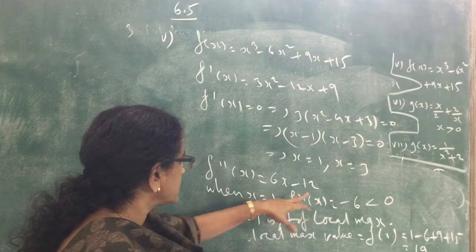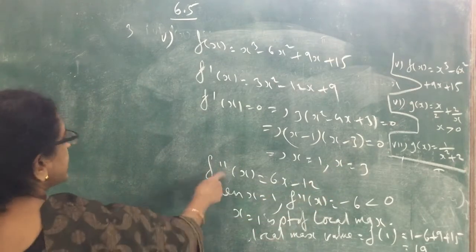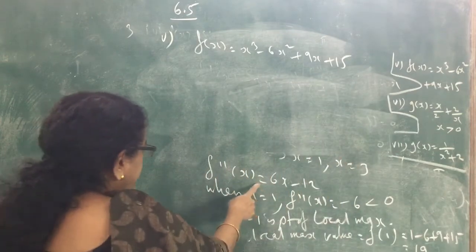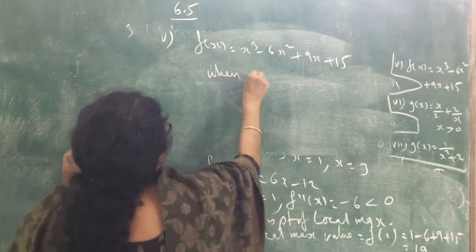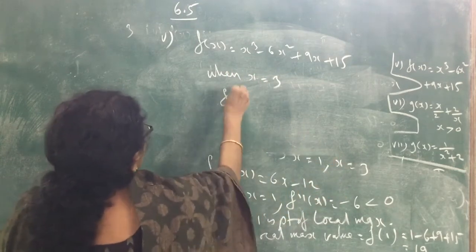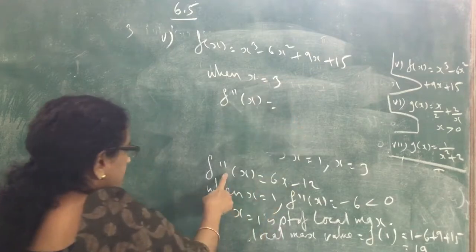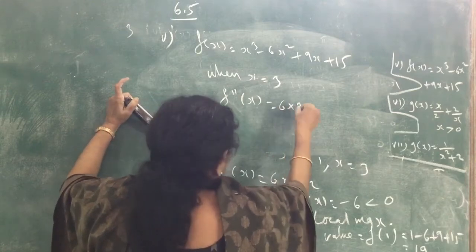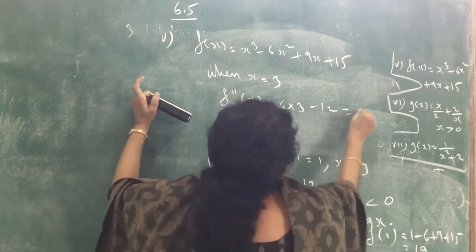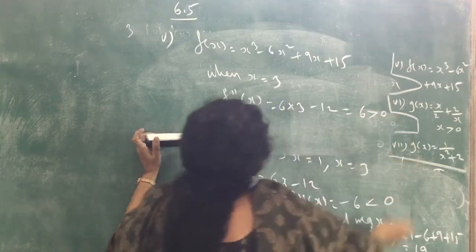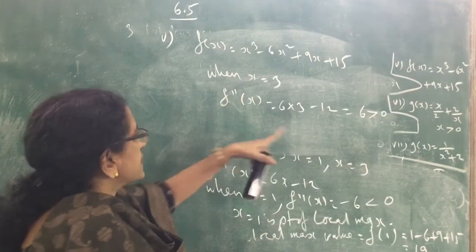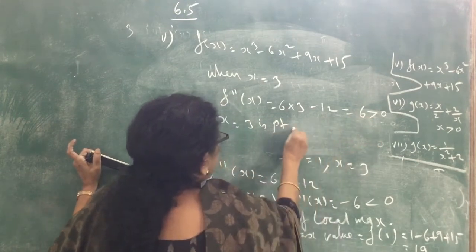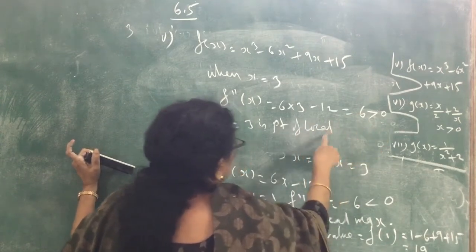Now similarly, we can check the next point, x equal to 3. In the second derivative, substitute x equal to 3. So 6 into 3, 18 minus 12, 6, which is greater than 0. So when x equal to 3, the second derivative is greater than 0. Greater than 0 means point of local minima.